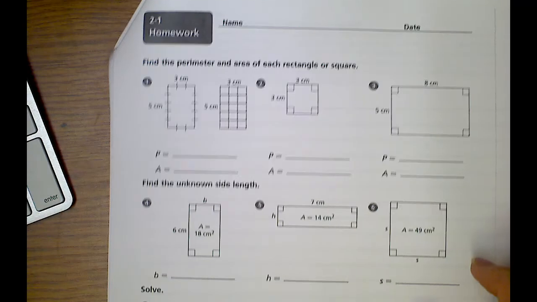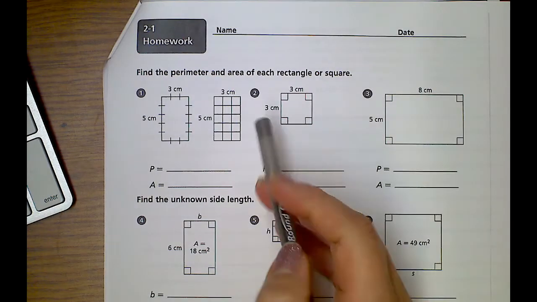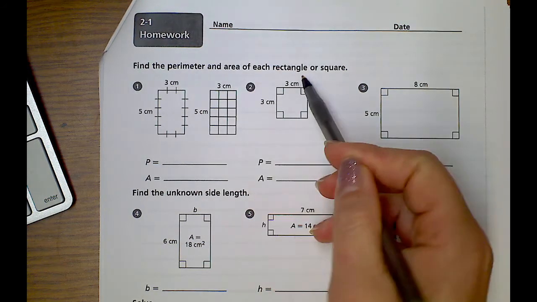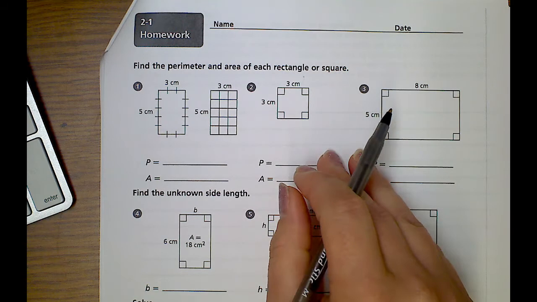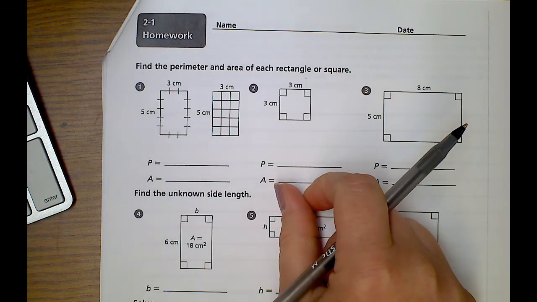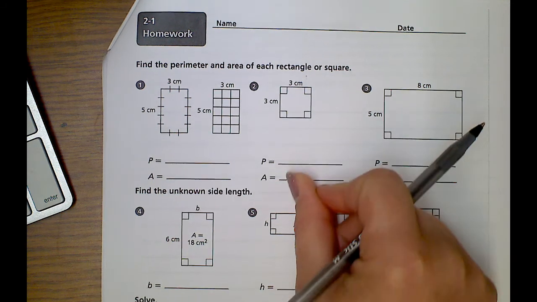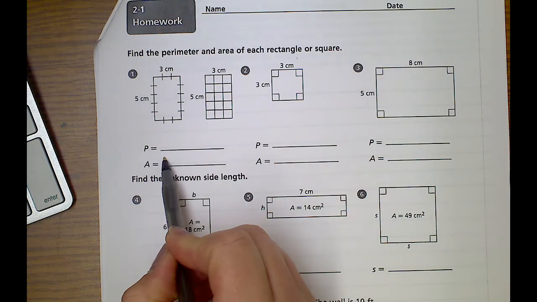All right, here we are, week 4, day 1, homework 2-1, and we're going to be finding the perimeter and area of each of these rectangles and squares. We're going to work on this, and then next week you have candy math, and you also have some math about more area and shape, and then we can start working on designing our homes.